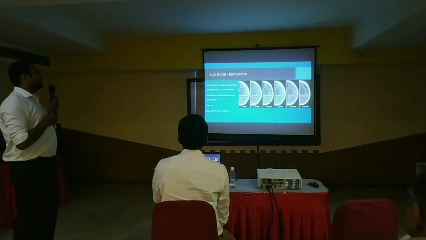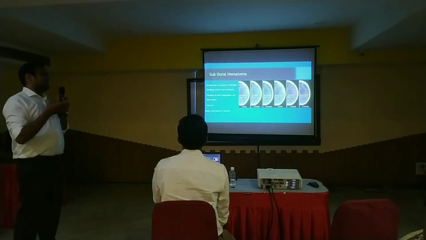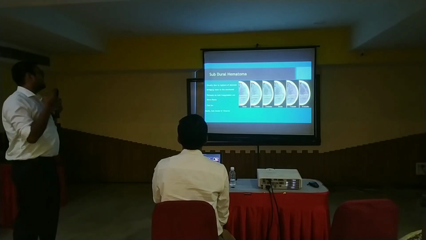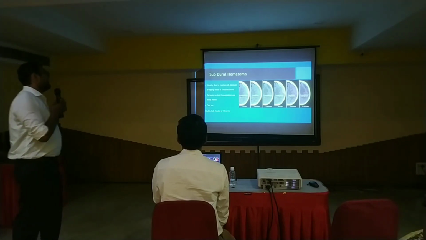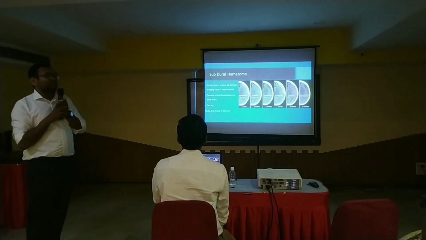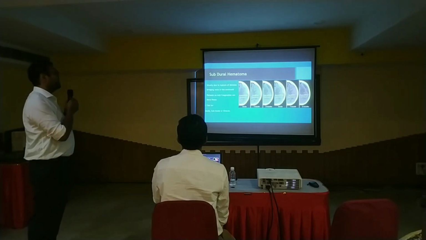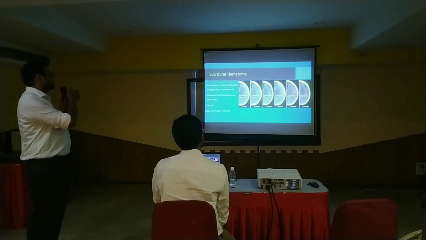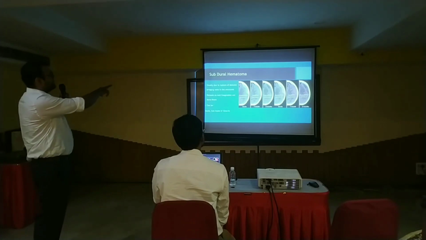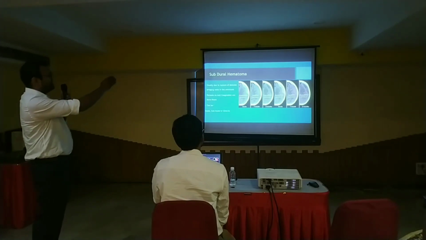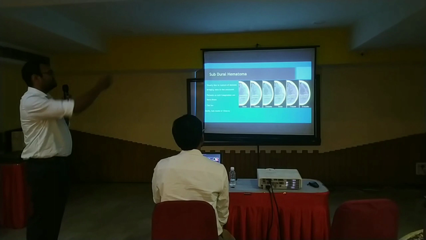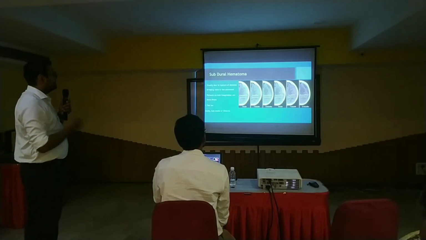Then comes subdural hematoma, which is usually due to rupture of the cortical veins, rupture of the bridging veins in the arachnoid. Patients who are on anticoagulation, and especially old age patients, are more prone to developing subdural hematomas. It can be either acute, subacute, or chronic. The same types of subdural hematoma you can see in the pictures. Over a period of time, it can progress from acute to subacute to ultimately chronic SDH.